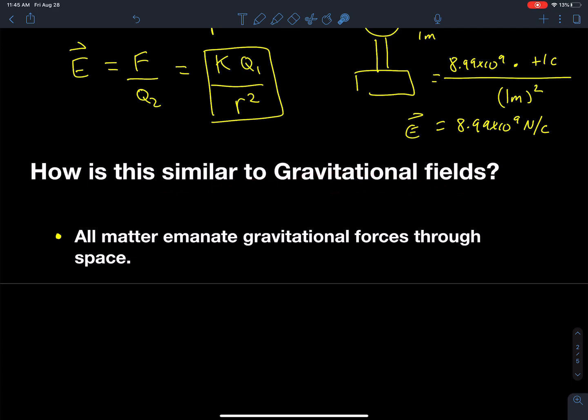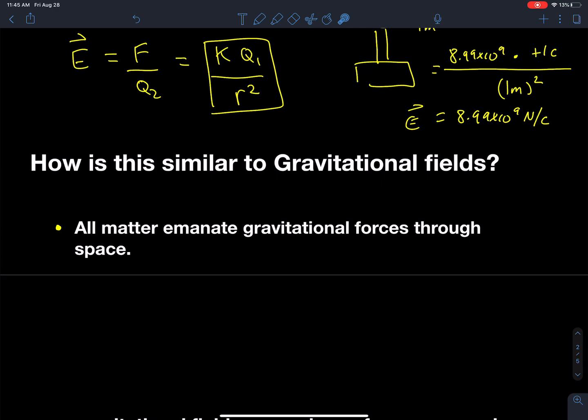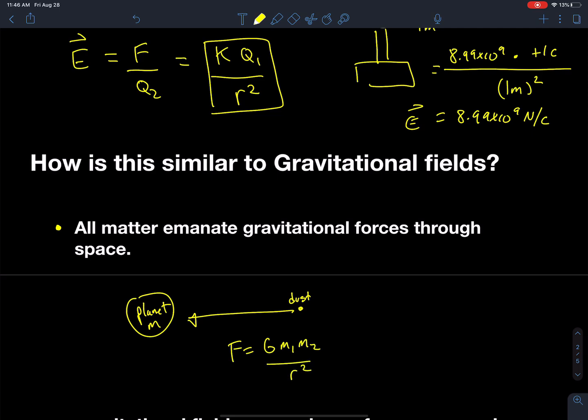Gravitational fields have the same format. All matter emanates gravitational forces through space. So if I have a planet which has a mass, and a speck of dust over here, that dust is going to experience an attractive force according to Newton's law of gravitation, which looks very similar to the electrostatic Coulomb's law.